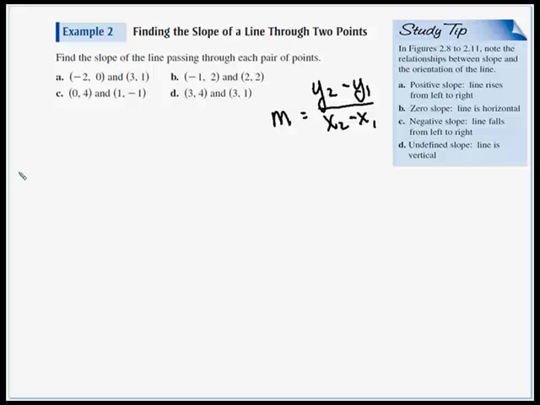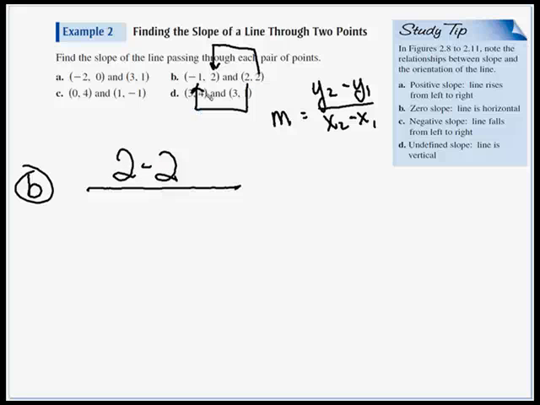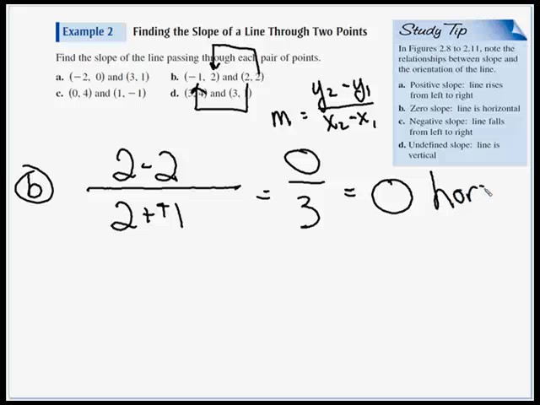Letter B. Subtract the y's in the numerator. 2 minus 2 over 2 minus negative 1. 2 minus 2 is 0. 2 minus a negative 1 is 2 plus 1, or 3. And 0 divided by anything is 0. So that slope is 0, or it would be a horizontal line.